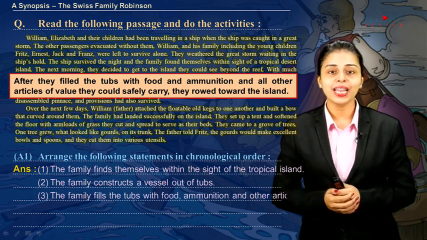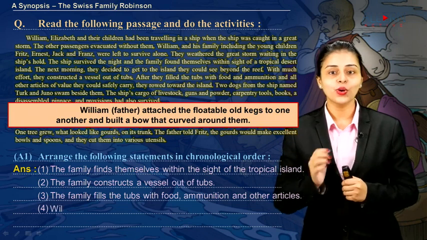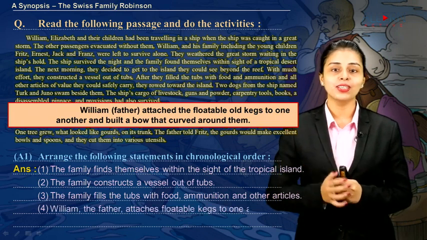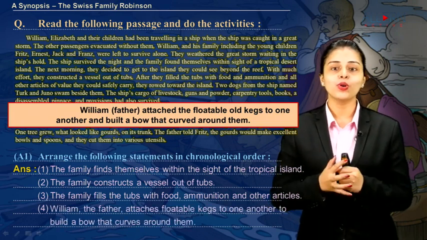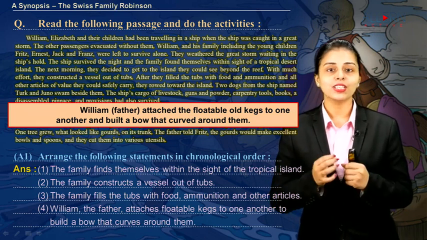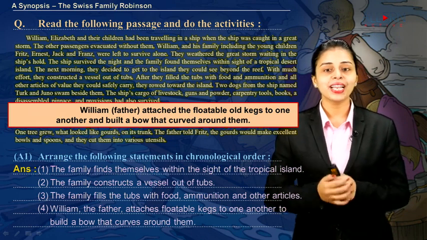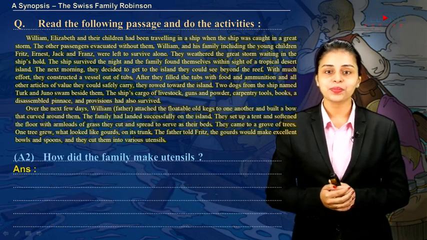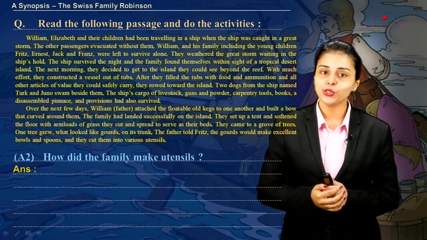And then moving ahead to the last point over here, we know that it was William, the father, who attached the floatable old casks to one another, and he built a bow that curves around them. Now moving ahead to the next question. How did the family make utensils?